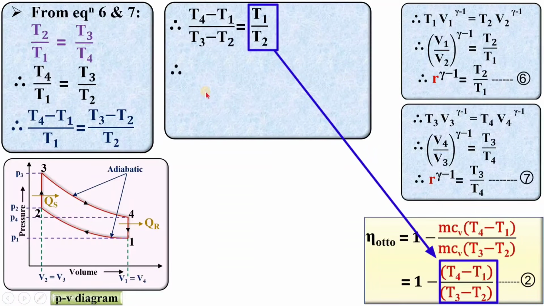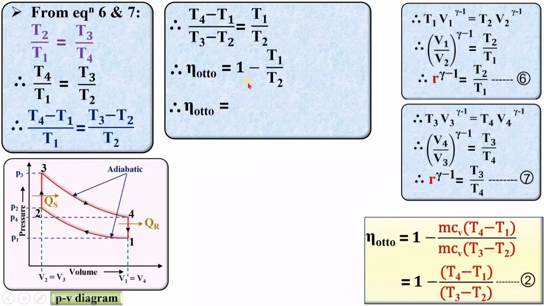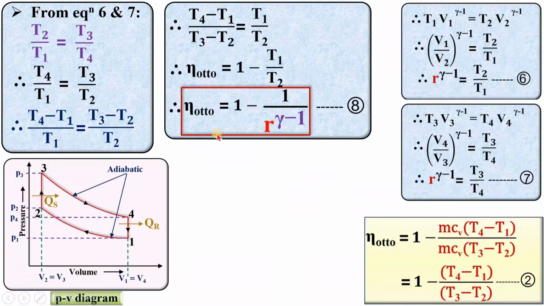So I can write efficiency of Otto cycle is equal to 1 minus this, which is equal to T1 upon T2. Now further simplification. So 1 minus as it is, and T1 upon T2, that is equal to 1 upon r raised to gamma minus 1. So I can put it over here from this equation number 6, and let's say it is equation number 8, and this is the final equation for the efficiency of Otto cycle in terms of the compression ratio and adiabatic index. So make a box.